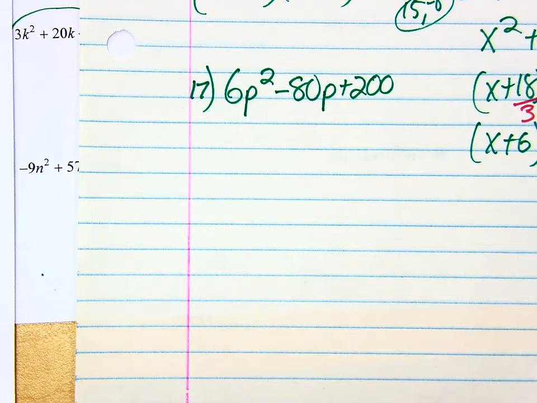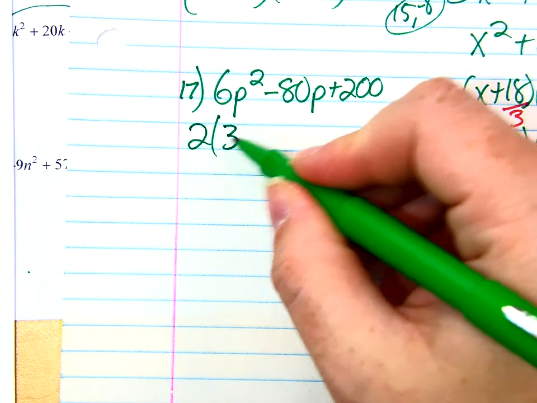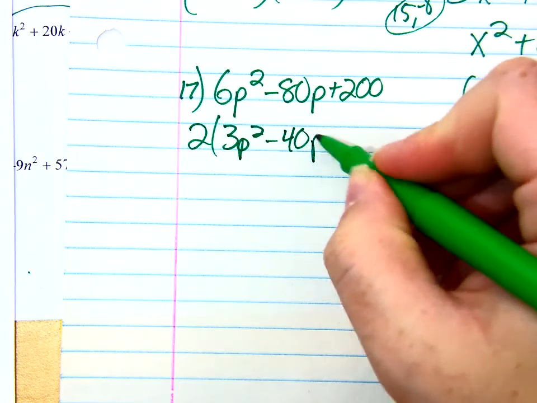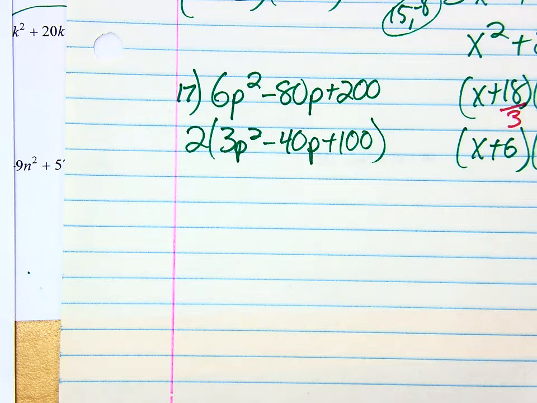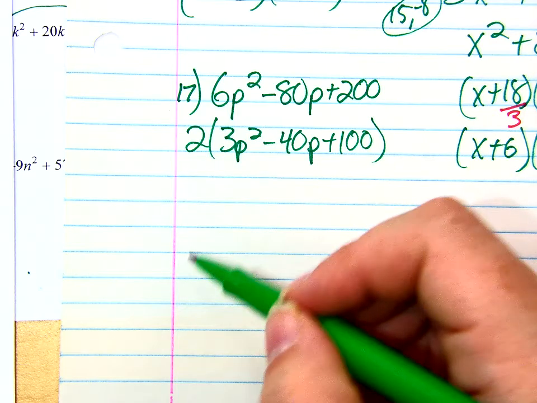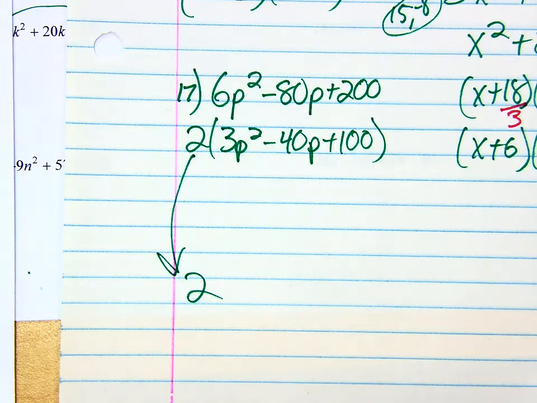Yes, there's a common factor this time. I hope it's 6, because that would make my life way easier. Does 6 go into 80 and 200? No, we wish. But I could at least take out a 2. That makes my life a little bit easier. So now what happens with this 2? Nothing really. It's just part of your answer. So sometimes I just do that to remind myself, hey, don't forget about that.